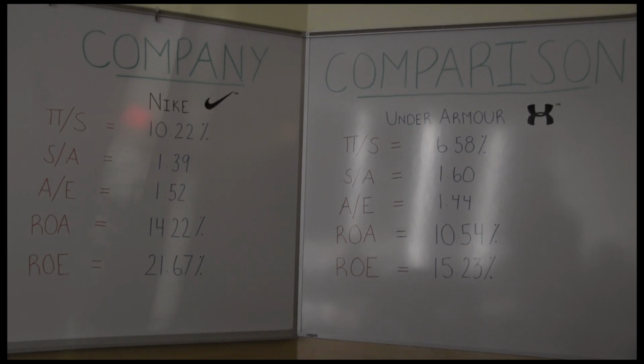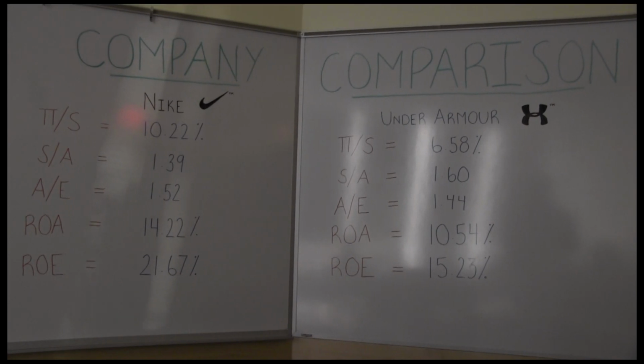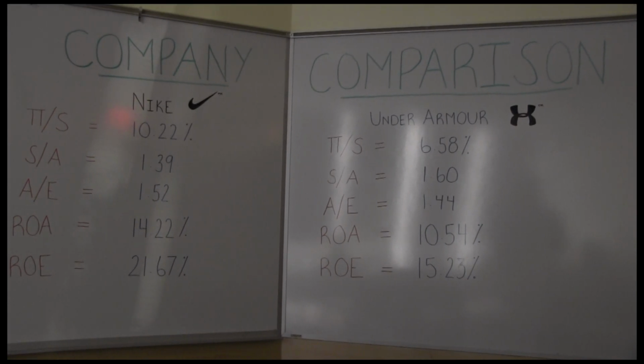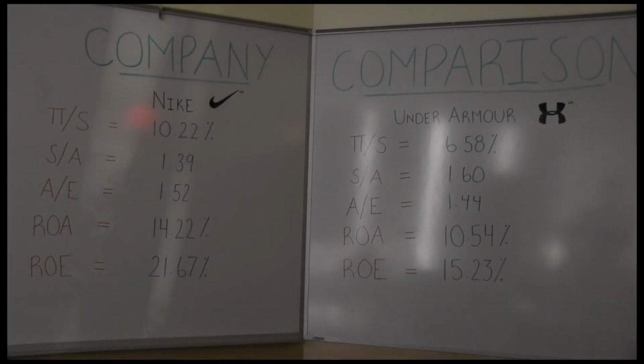Finally, comparing Nike's return on equity to that of Under Armour, Nike's ROE is almost 6% higher. Now we will further analyze what these differences in ratios indicate. While it appears as though Nike is a better investment than Under Armour on a return on equity basis, some differences between the companies need to be noted.